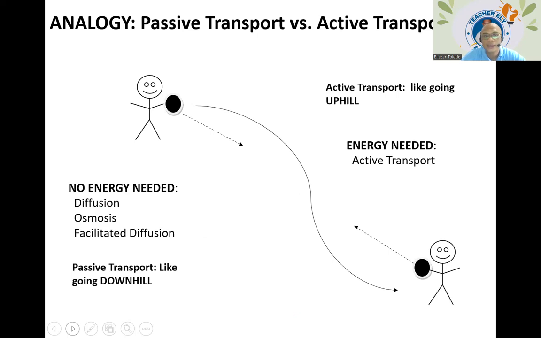Very nice analogy. Downhill. If it's active, it's like going uphill. Where is the active one? This one. It would require energy. While in comparison, diffusion, osmosis, and facilitated diffusion do not need much effort, just in and out. But unlike facilitated diffusion, osmosis needs a selectively permeable membrane, and facilitated diffusion needs a channel to pass through.